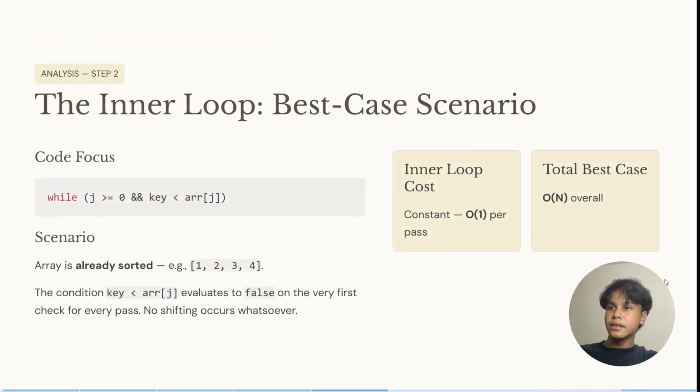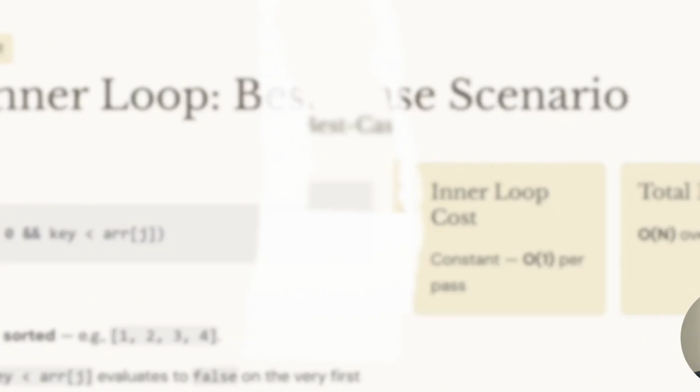Next, we analyze the inner while loop, which handles the shifting. The complexity here depends entirely on the state of the data. In the best case scenario, if we pass in an array that is already sorted, the condition key less than array[j] will immediately evaluate to false on the first check. So the loop is skipped entirely. Because no shifting occurs, the inner loop runs in constant time, O(1). Therefore, the total best case complexity remains at O(n).